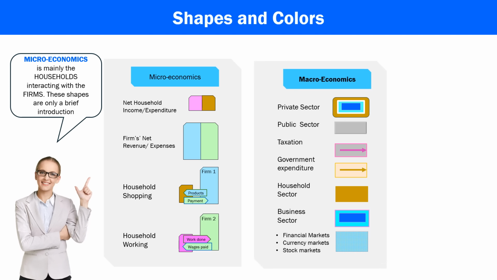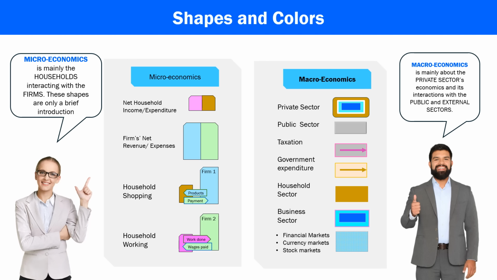In macroeconomics, the color-coded private sector and the public sector start the second column, which ends with the business sector and the cross-hatched infill for markets.